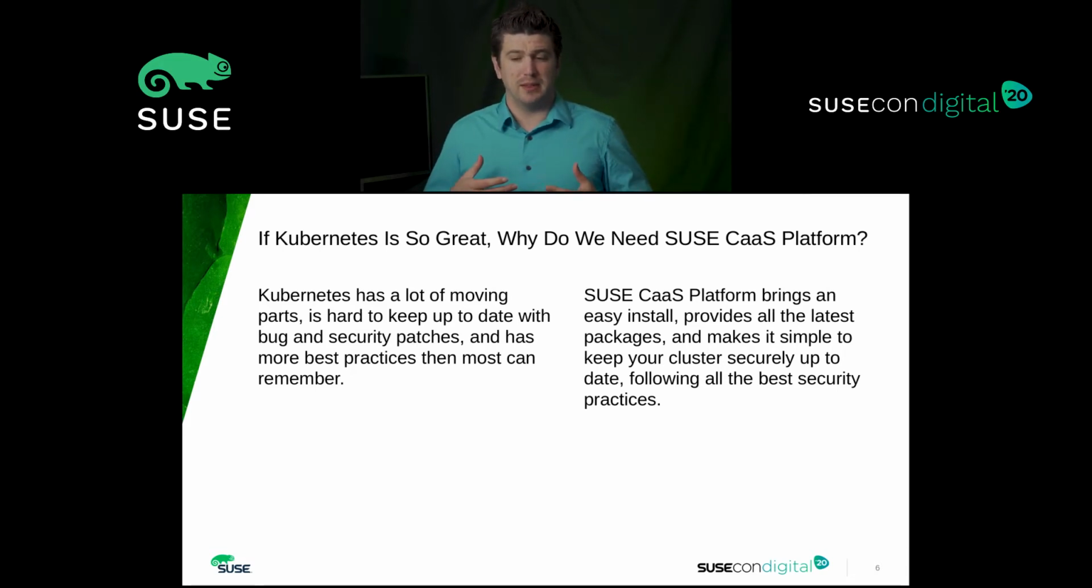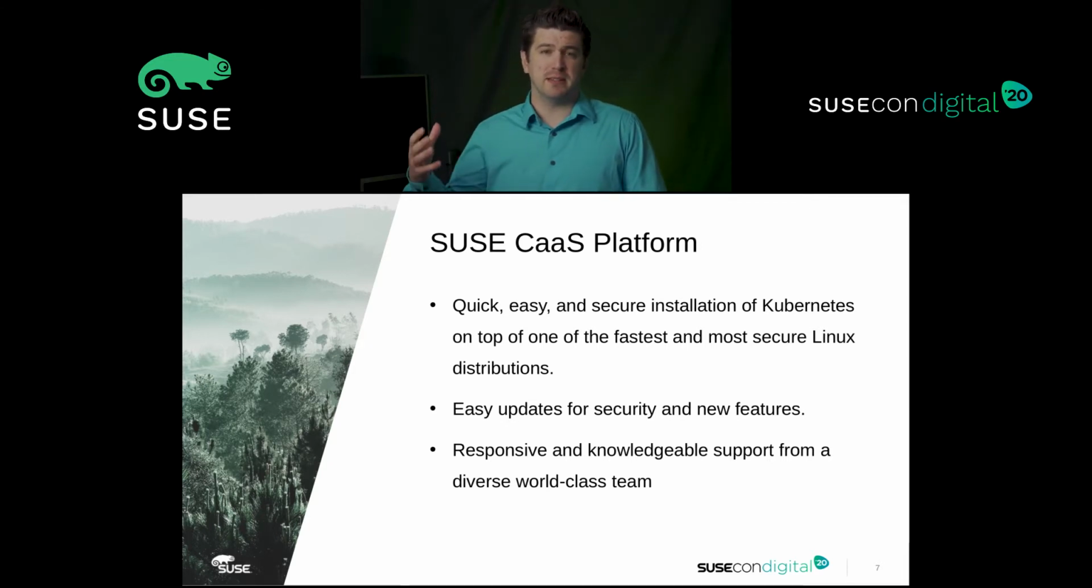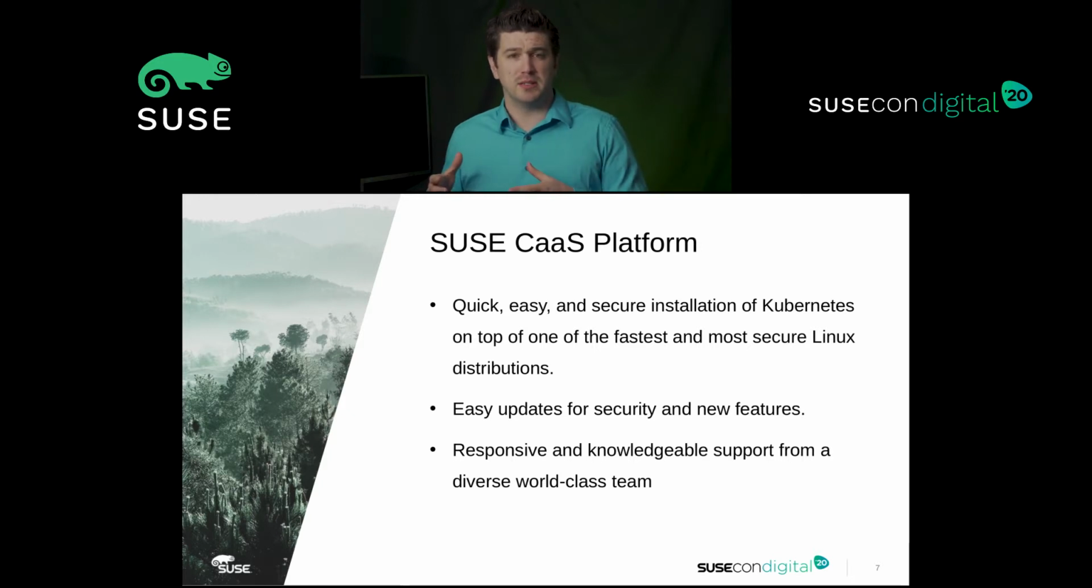And so this is what really the CaaS platform brings to the table. A quick, easy, and secure installation of Kubernetes on one of the best Linux distributions out there. It brings easy updates for security and new features, because not only does Kubernetes have its own security patches, but the OSs underneath them also. So you have several layers of security patches that get handled for you automatically. Not only this, but you get the knowledgeable support from a team whose whole goal is to be up to date on the best practices for Kubernetes clusters. So we spend time making sure that we are up to date on those and helping develop those for the future.